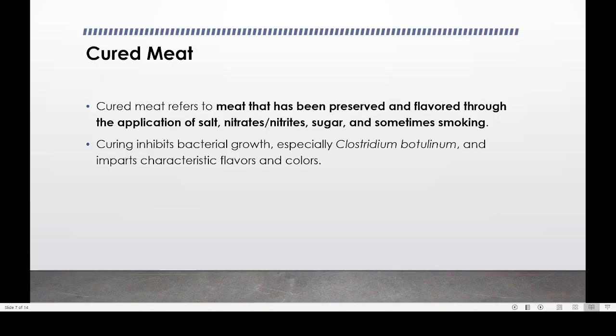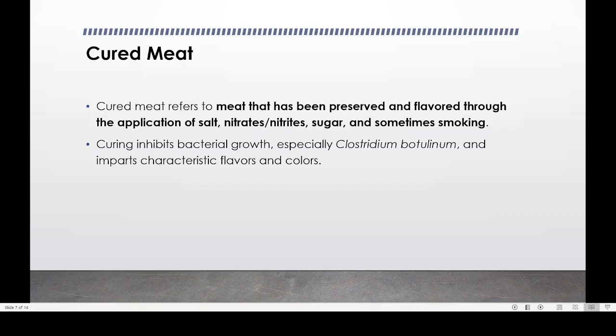So another type of meat is known as cured meat. Cured meat refers to meat that has been preserved and flavored through the application of salt, nitrate, sugar, and sometimes smoking. So that is known as cured meat. Curing inhibits bacterial growth, especially Clostridium botulinum, and imparts a characteristic flavor and color. So that is a peculiarity.